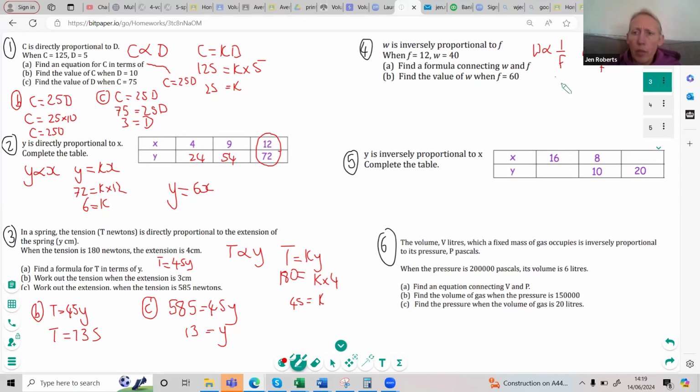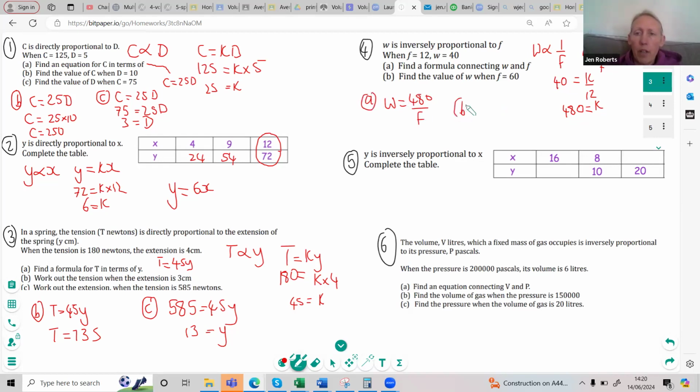When W is 40, F is 12. 40 times 12, K is 480. What's your formula? W equals 480 over F. There's our formula, part A.